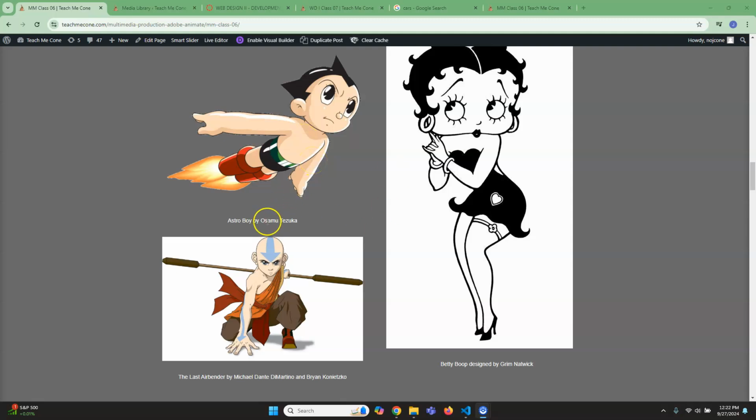So he did a bunch of work, kind of a major animator. And Astro Boy is sort of, and you can definitely see how these are influenced from each other. But what you might not know is that Astro Boy is actually based off of Grim Natwick's Betty Boop. And you might not have seen that before, but now that you've seen it, you see it, right?